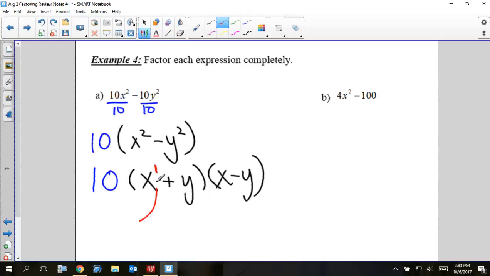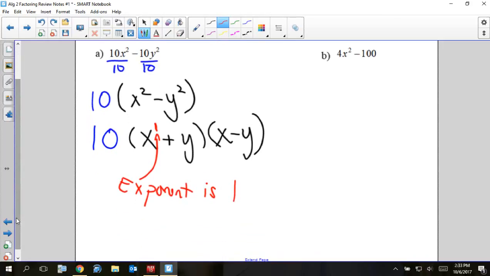If the exponent is 1 on your variable, if the exponent is 1, then you know that you're done factoring. If it's something other than 1, you might not be done factoring. I'll show you an example of something other than 1. So I'm going to skip ahead to that bottom section, to number 2 in the bottom section. Lots of people copy that down.